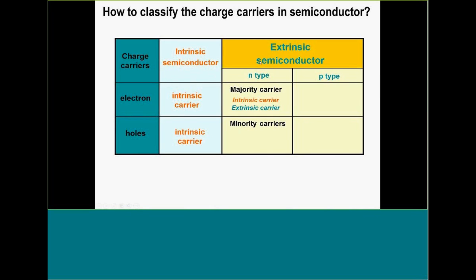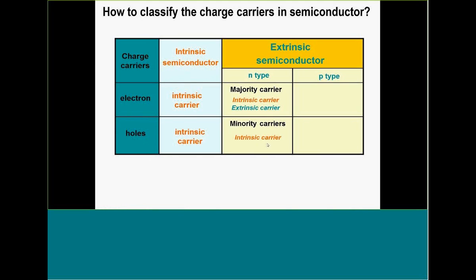Since we know that this is an n-type semiconductor, where the dopants are usually the ones that are going to give electrons, but not holes, our holes are basically the intrinsic carriers.